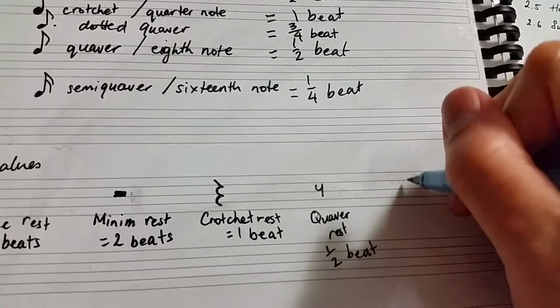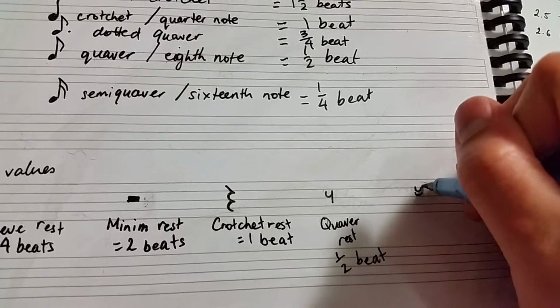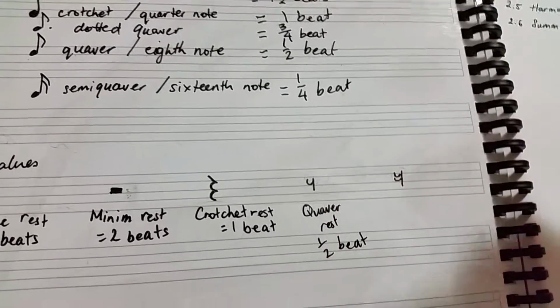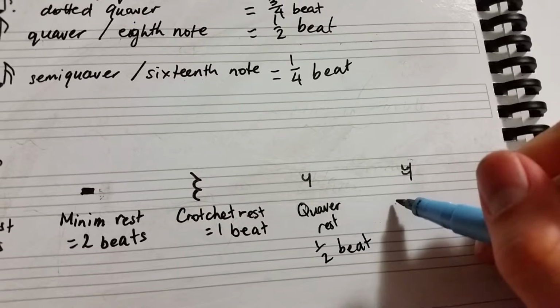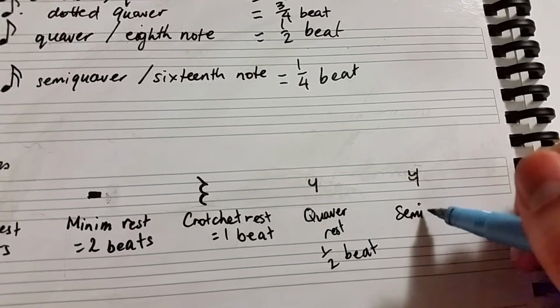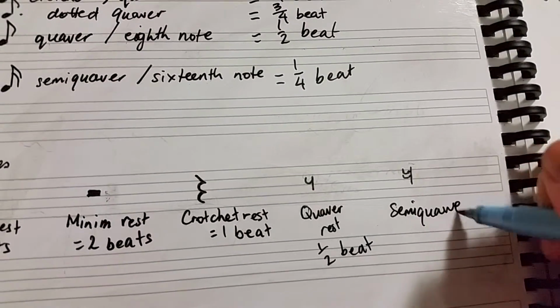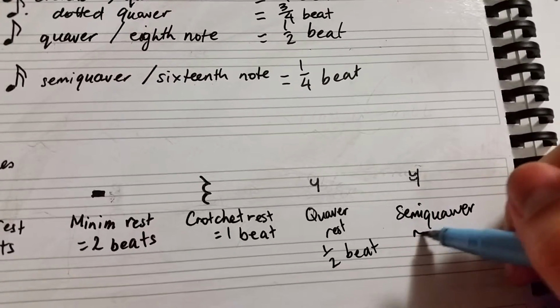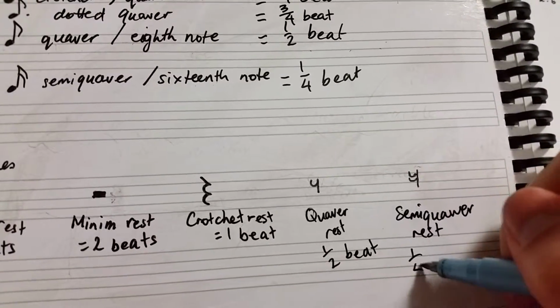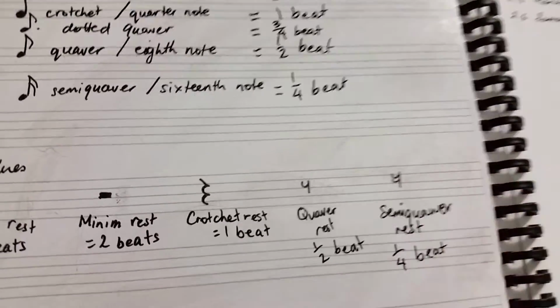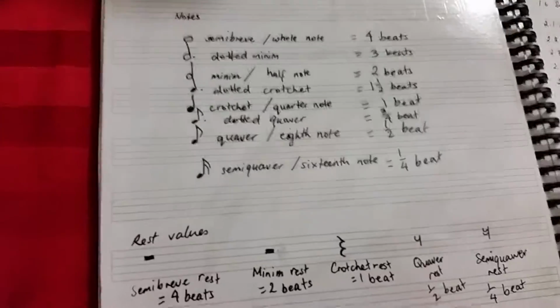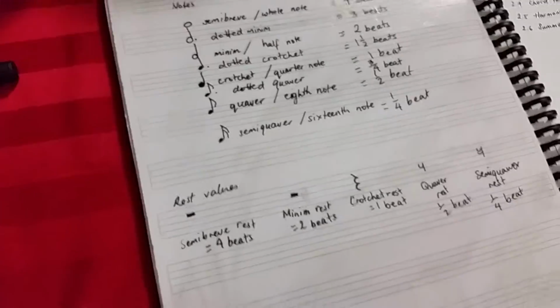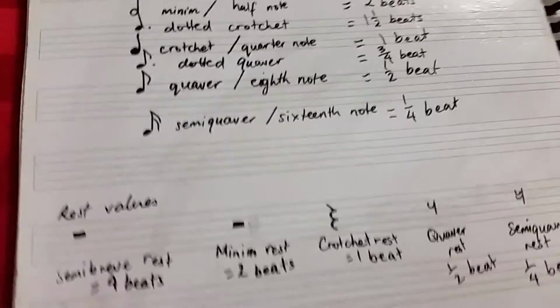And then you got the semi-quaver rest, which is like 2 Y's sharing 1 stem. Okay. Semi-quaver rest worth a 1/4 beat. Okay. So they're the note values. Now we got to go look at the stem rules of these notes.